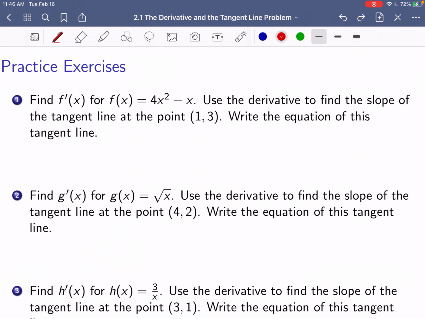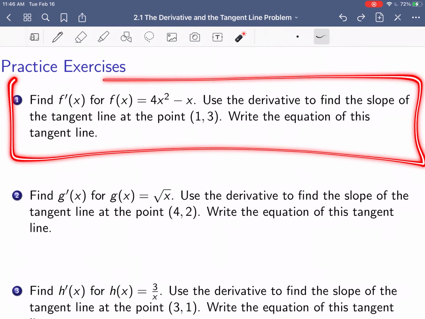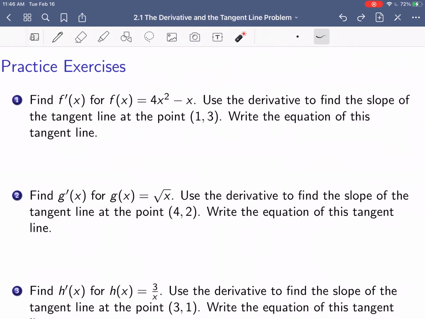In this video, we're going to take a look at finding the derivative of a function using the definition of the derivative. So we're going to take a look at this first example, and then in later videos we will look at the second and third example. But here, let's find the derivative of f of x equals 4x squared minus x.